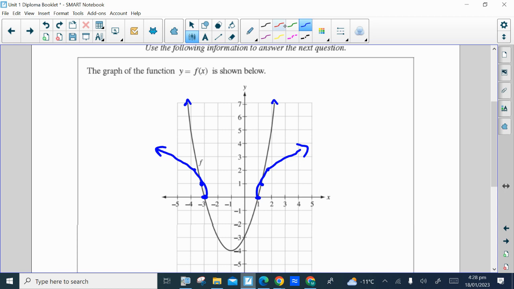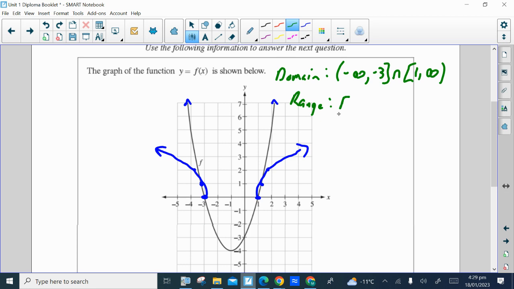The domain of this, we can do it in two parts. From negative infinity to negative 3, which is included, and then from positive 1 to positive infinity. So that's using interval notation. The range goes from 0 up to positive infinity. Or we could say y is greater than or equal to 0.